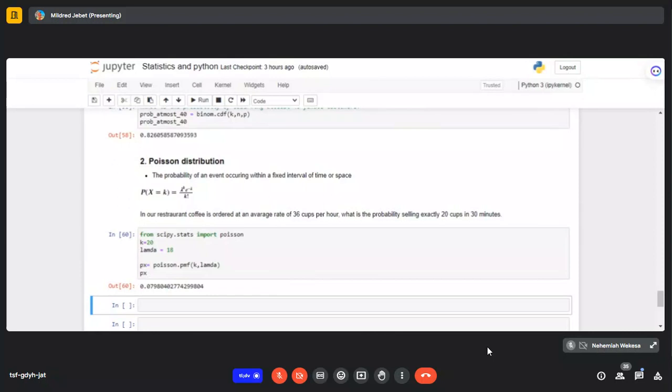Okay, Jebet, is it okay, for example, if I say that the restaurant is serving 18 cups in 30 minutes, what is the probability of serving 20 cups? Yeah, it is exactly the same. Thank you. Jebet, is it true to say that lambda in Poisson distribution is just the average number of events or rate? Yes, it is. Thank you.